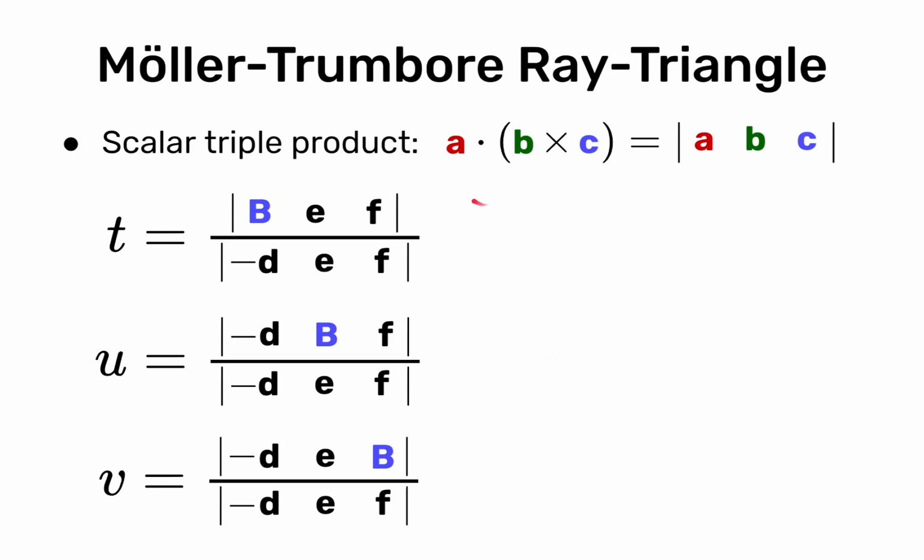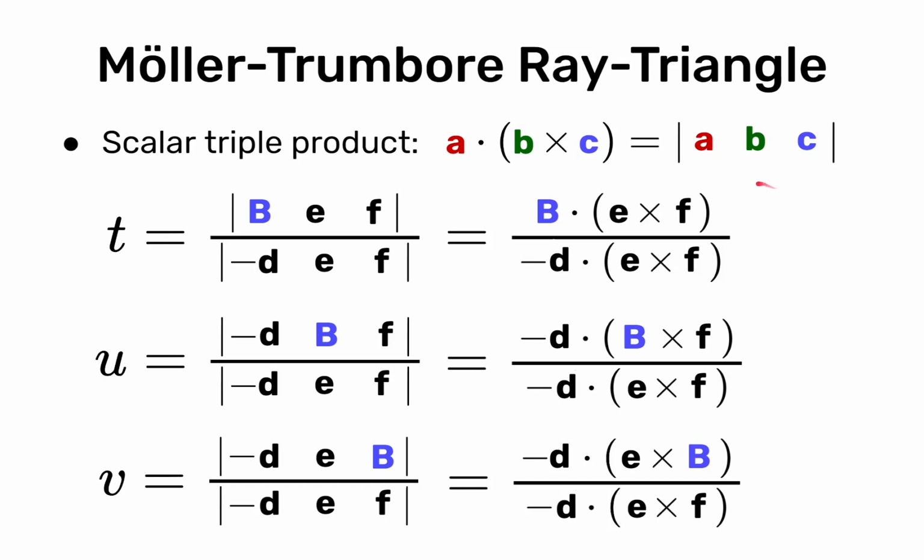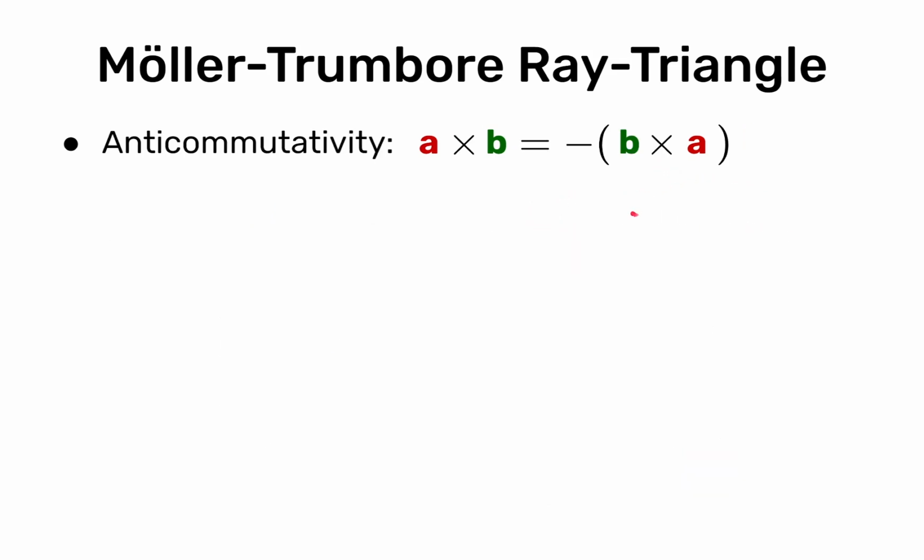You might remember from before, there was this thing called scalar triple product. So if we take a cross product between b and c, and then a dot product with a and that result, then we get the determinant of a matrix formed by a, b and c. So let's replace these determinants with these scalar triple products. Now cross product has this property of anti-commutativity. So if we exchange the order of the arguments for the cross product, then the sign changes.